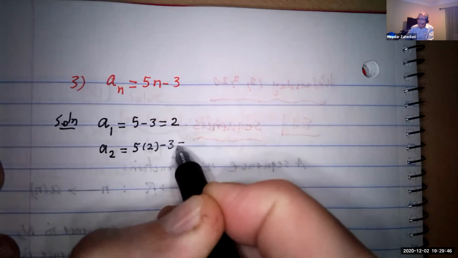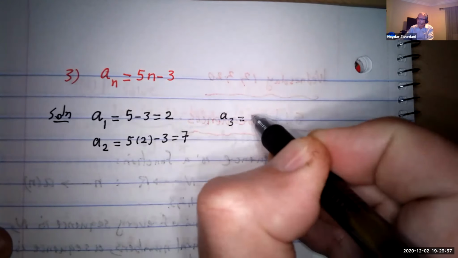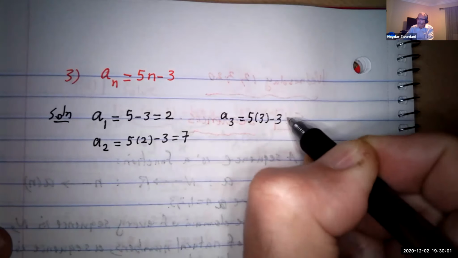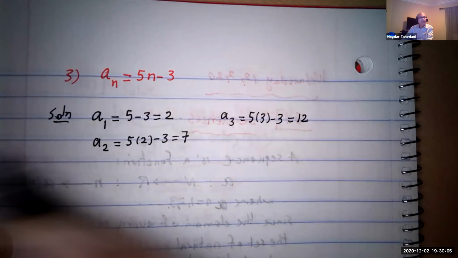Okay, then you want to find the A2. A2, you replace the n by 2. So that gives you 5 times 2 minus 3. 5 times 2 would be 10. 10 minus 3 would be 7. Okay, then you want to find the A3. You replace the n by 3. So that gives you 5 times 3 minus 3. That would be 15 minus 3, which is 12.